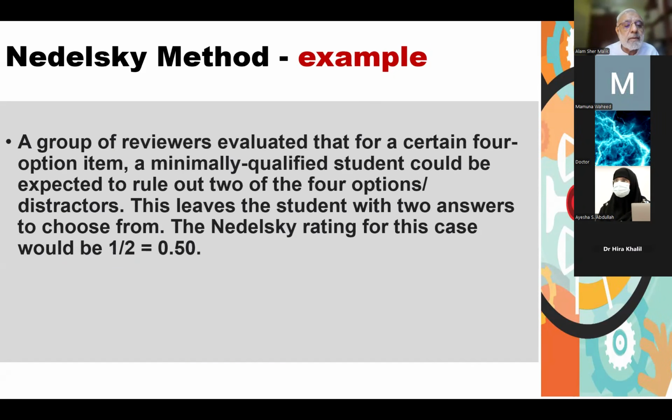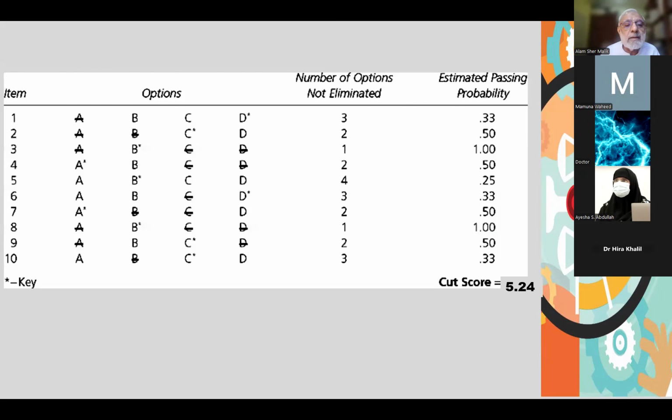I'll show you here. So this is question number 1, and there are 4 options. The SMEs think that statement A is so obviously wrong that a minimally competent candidate would straight away ignore it. So this means the student has to choose one of the 3, B, C, and D. So 1 over 3 would be 0.33.